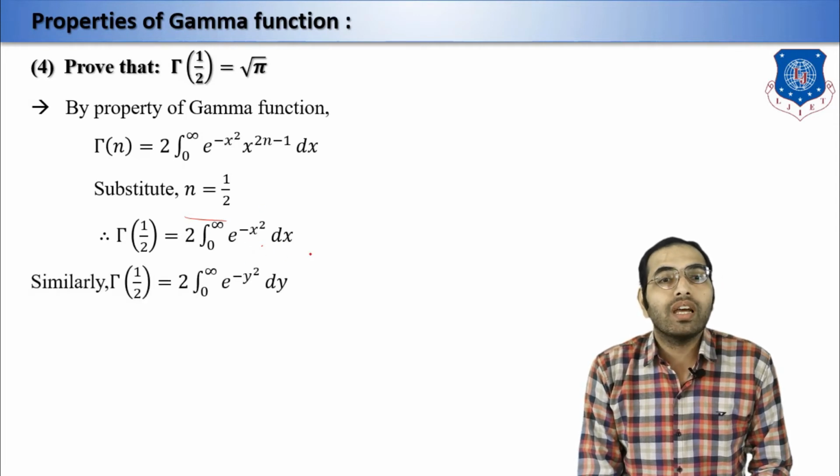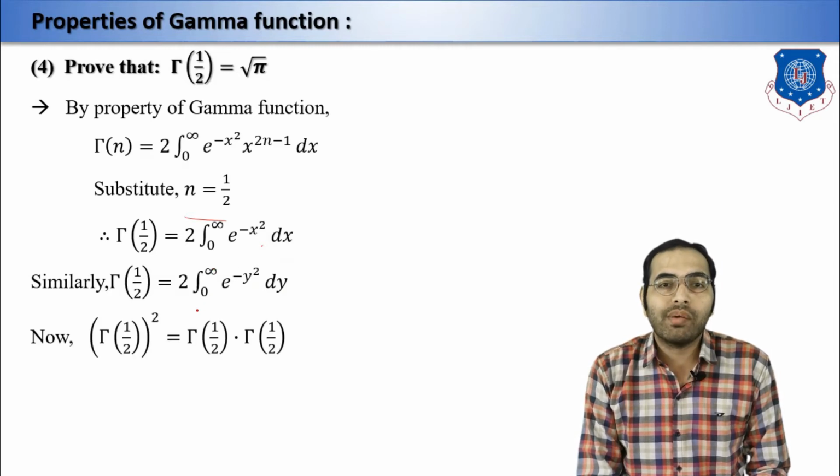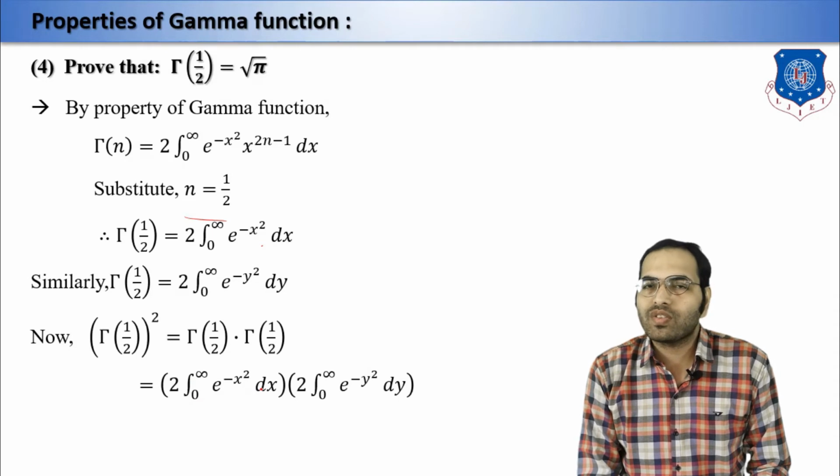Similarly, for the other variable, gamma of 1/2 equals twice the integral from 0 to infinity of e raised to minus y square dy. Multiplying both terms, gamma of 1/2 whole square equals gamma of 1/2 into gamma of 1/2. Substituting both equations, we can write it as 2 integral 0 to infinity e raised to minus x square dx, in another bracket 2 integral 0 to infinity e raised to minus y square dy.